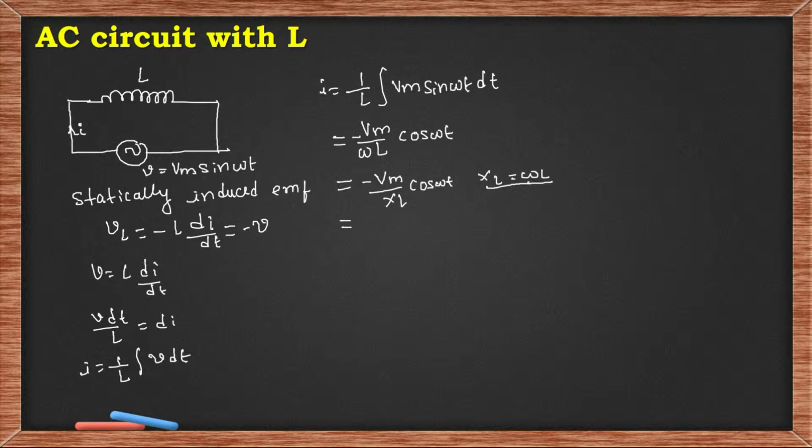One more point: the unit of this reactance is ohm. So voltage divided by this imaginary resistance is nothing but current. Therefore, this can be written as minus Im cos omega t. Let us say equation number 1 is the applied voltage, V is equal to Vm sin omega t. Here I cannot compare this instantaneous current with the applied voltage because this is in terms of sine and this is in terms of cos omega t.